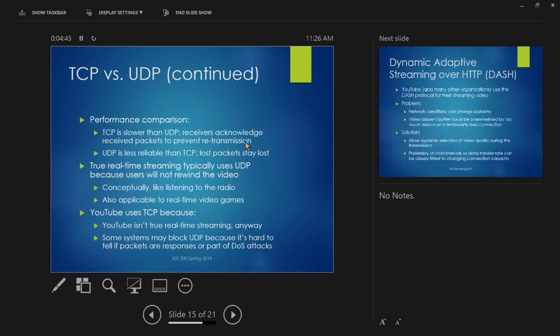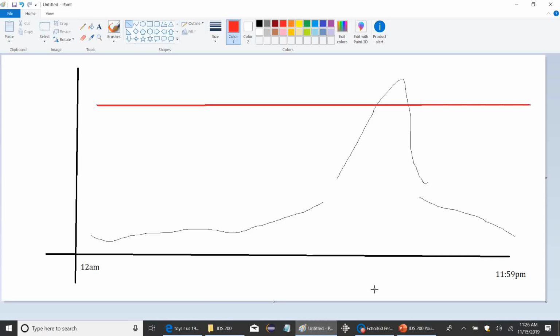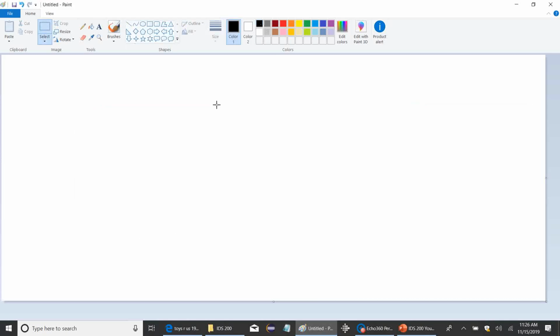So performance comparisons, basically what happens in TCP is something like this. We're going to draw a little picture. So at every stage of the routing process, why is this not working? I'm having the same problem I used to have.